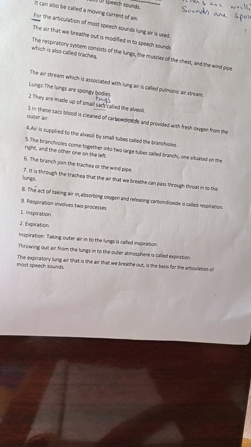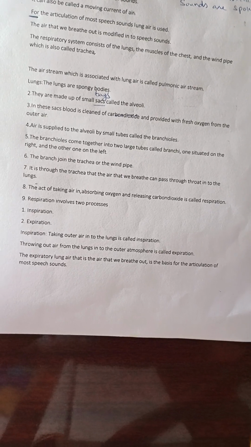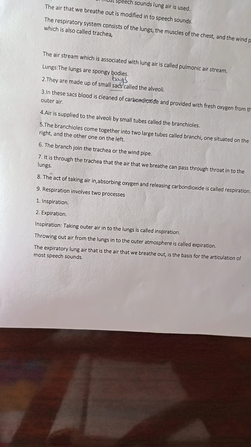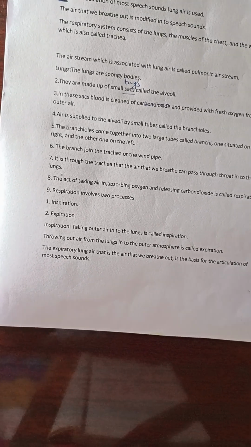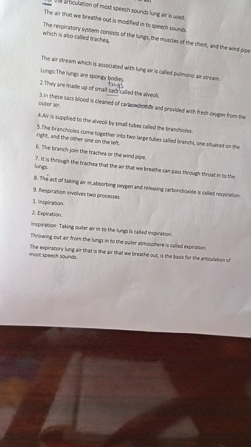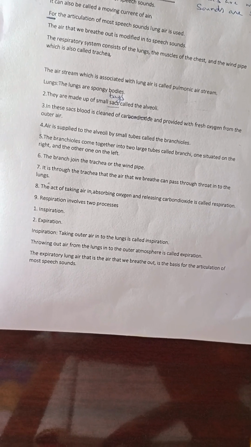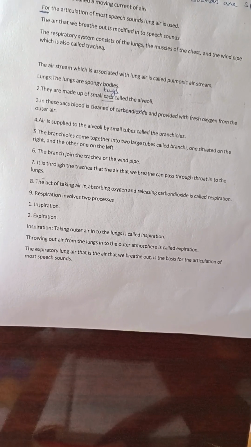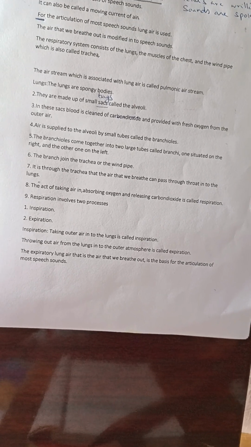Air is supplied to alveoli by small tubes called the bronchioles. So, air is supplied to the alveoli. Alveoli are in the lungs, and to those alveoli air is supplied. When it is supplied, oxygen is consumed and carbon dioxide is released out.